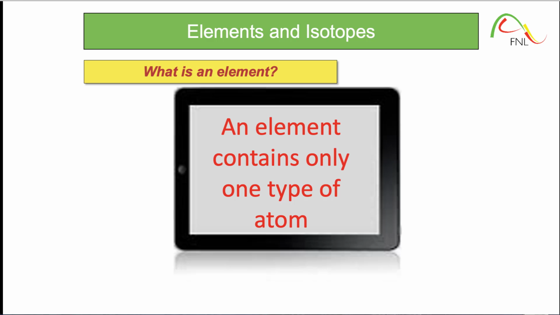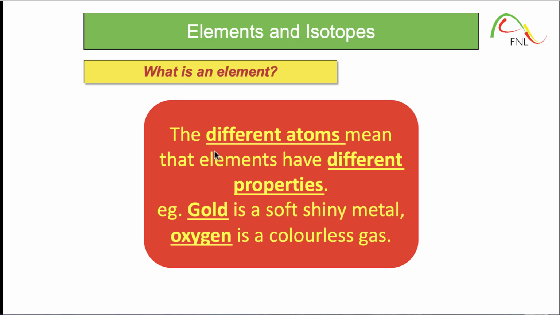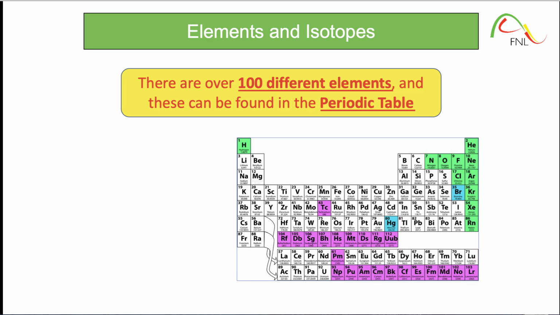So first question is, what is an element? Well, by definition, an element contains only one type of atom. So pure gold only contains gold atoms, pure oxygen only contains oxygen atoms, and so on. The different atoms mean that elements have different properties. For example, gold is a soft, shiny metal, whereas oxygen is a colourless gas.